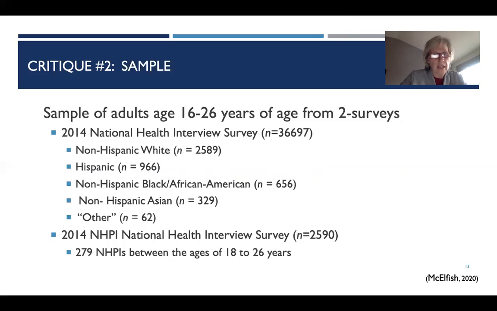And that's why they added in the Native Hawaiian Pacific Islander National Health Interview Survey to this data, which increased that number to 2,500 more in the sample size. So adults were 16 to 26 years of age, and they were able to combine the two surveys to allow the researchers to have a better understanding of more minority groups.